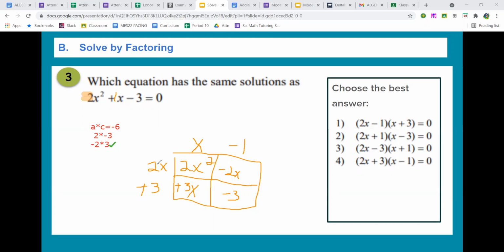Now we're going to check. So 2x times x equals 2x squared. 2x times -1 is -2x. 3 times x is +3x. And 3 times -1 is -3. So that works, which means the binomial factors of this equation are 2x plus 3 and x minus 1.